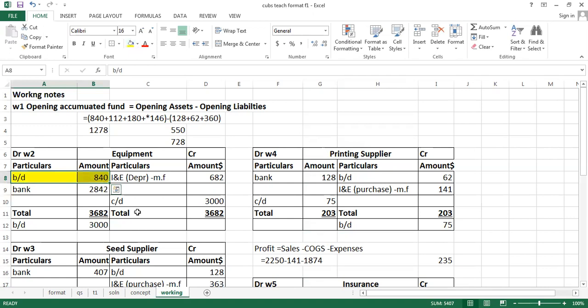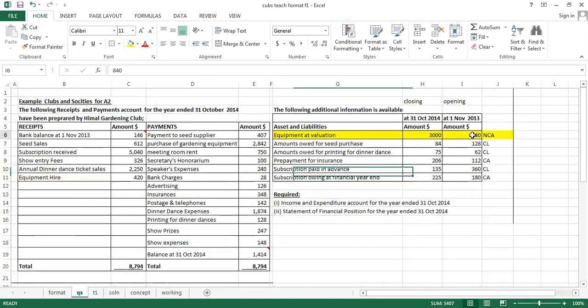You can also count the number of lines and then make your format. So the opening balance of an asset will always be on the debit side. So I have an opening balance of 840. That is obtained from here. In the question, you can see 840 opening balance. This is the closing balance.